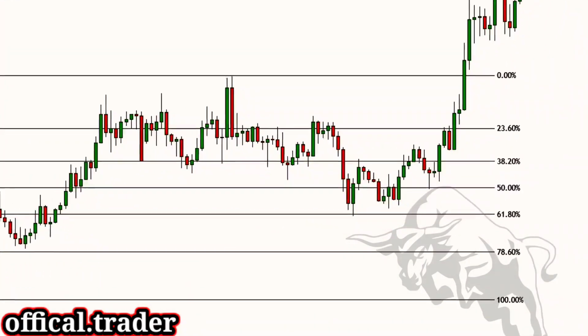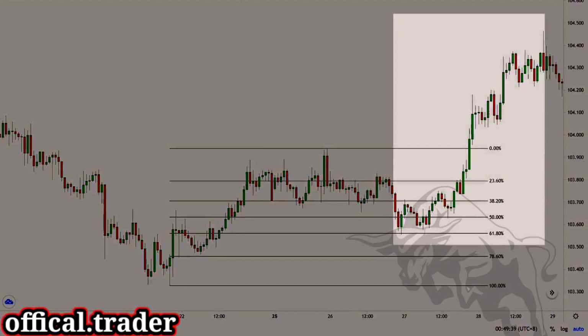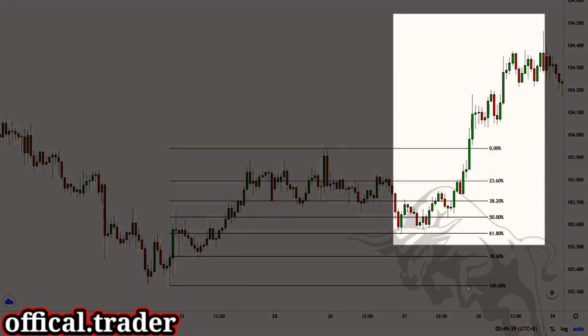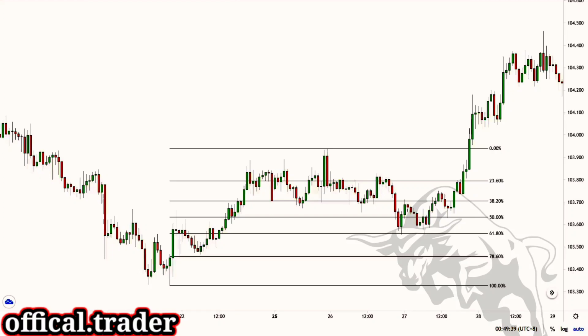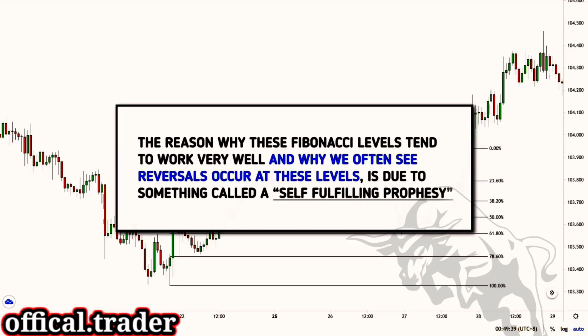In this example, we see some support coming in at the 38.2% Fibonacci level. But eventually, price was able to break through that level and made it all the way to the 61.8% level. This was the Fibonacci level that ultimately resulted in the end of the pullback, and we saw a continuation of the uptrend shortly after.